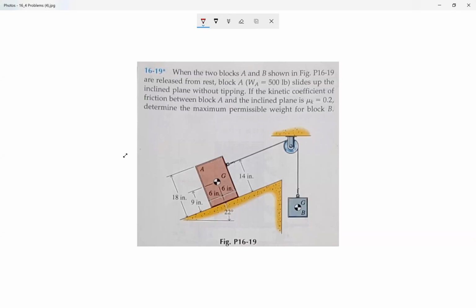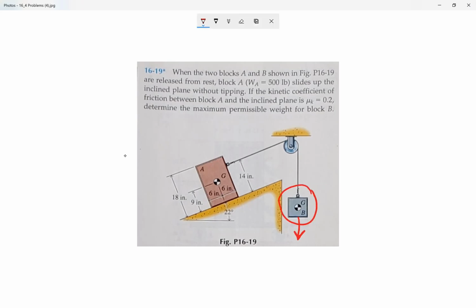This is problem 16-19. When the two blocks A and B shown in the figure below are released from rest, block A, which weighs 500 pounds, slides up the inclined plane without tipping. If the kinetic coefficient of friction between block A and the inclined plane is 0.2, determine the maximum permissible weight for block B.